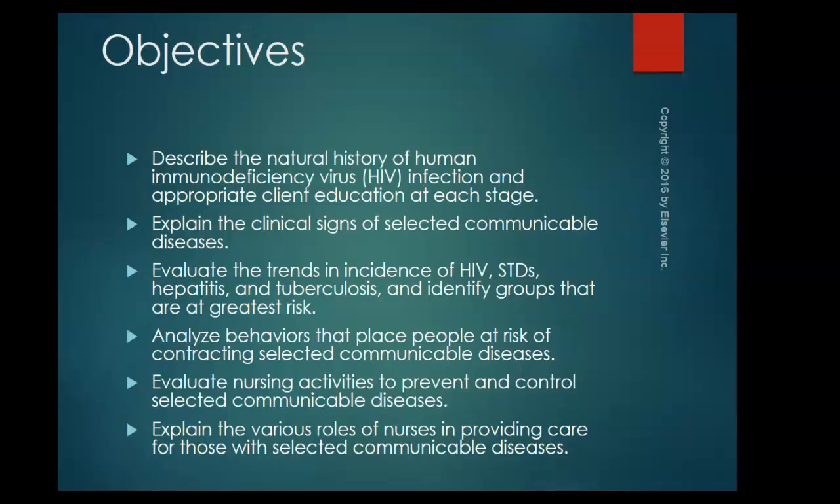So we just have a handful of them that we are seeing an upward trend in the U.S., and those are the ones that we are going to focus on today, since there are so many diseases out there. Evaluate the trends of the incidence of HIV, STDs, hepatitis, TB, and also identify groups that are at the greatest risk. Analyze behaviors that place people at risk for these diseases. Evaluate nursing activities to prevent and control these diseases as a primary public health nurse. And explain the various roles of nurses in providing care for these.